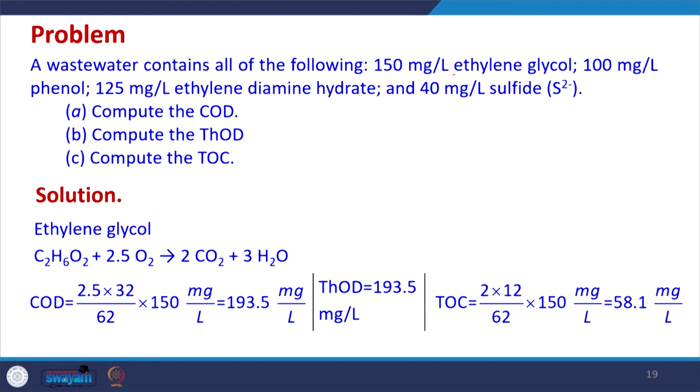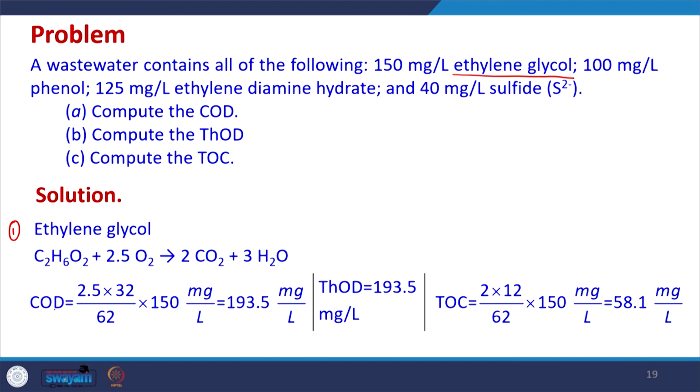Remember, the first is ethylene glycol. The formula is written here, and we can write this equation. It does not contain any sulfur and nitrogen, so it is very straightforward. As earlier, the COD value and THOD value will be the same, because it does not contain any nitrogen and sulfur.